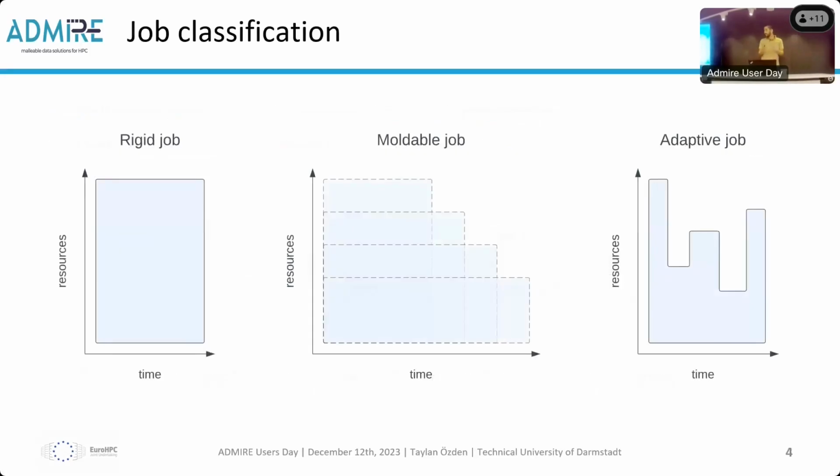Okay, so here's also a short diagram. You can see on the left side, there's a rigid job. The time and resources are fixed in that regard. Moldable jobs in the center, you can change the resources in the beginning, but not during runtime. And an adaptive job will be able to react to resource changes during runtime.